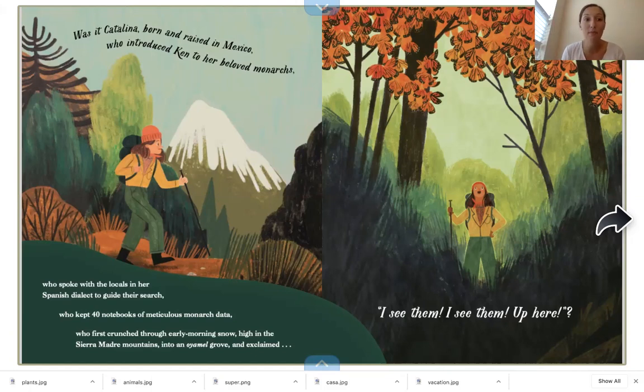So she exclaimed, so that means she shouted, I see them, because they've been looking for them. It's winter now, and they're looking to find the butterflies.